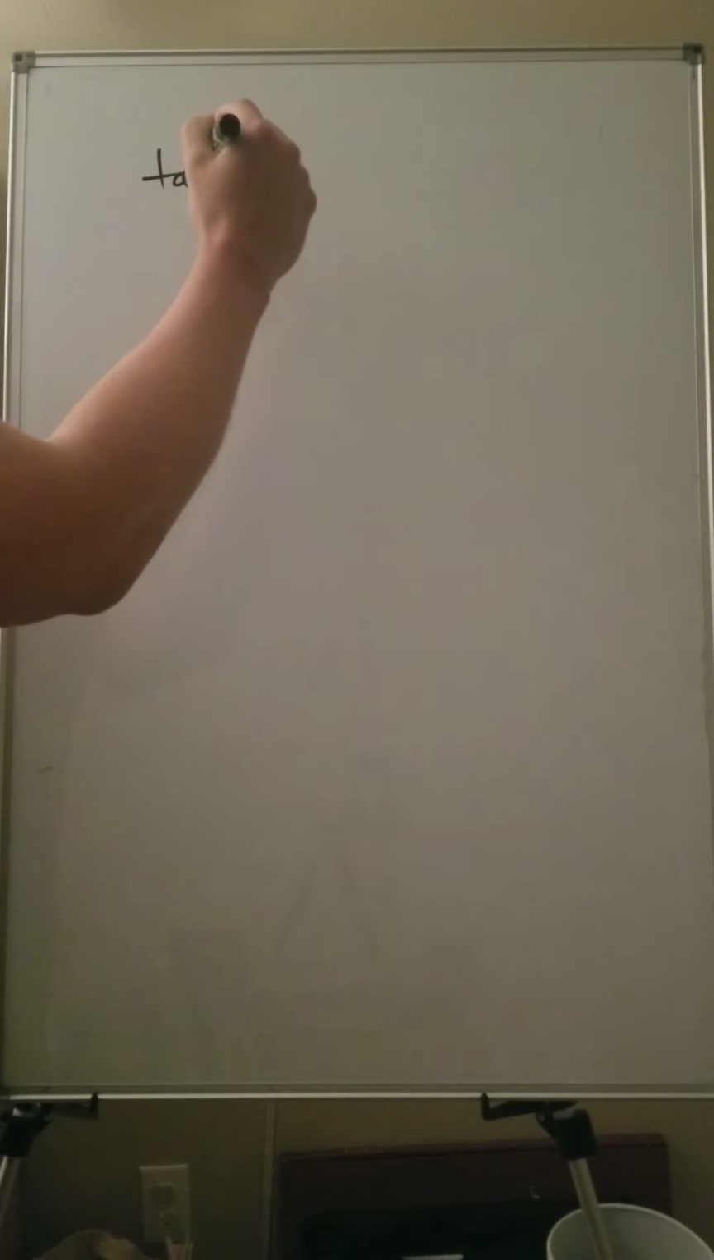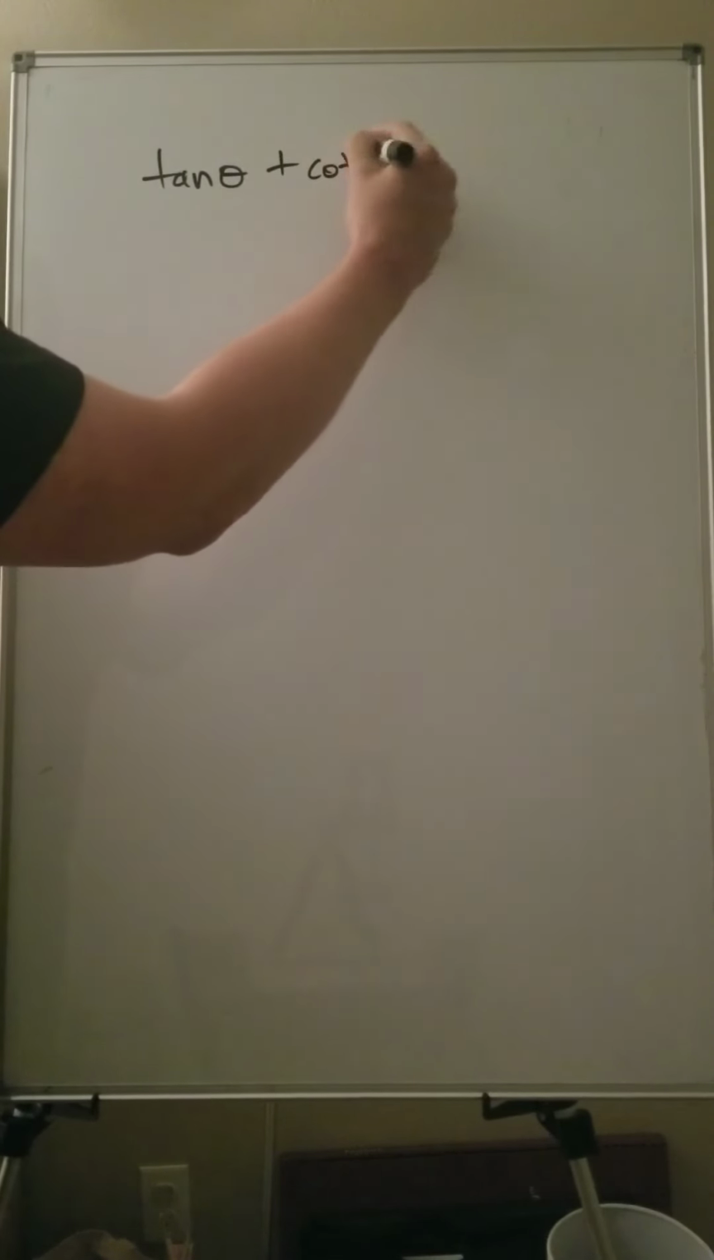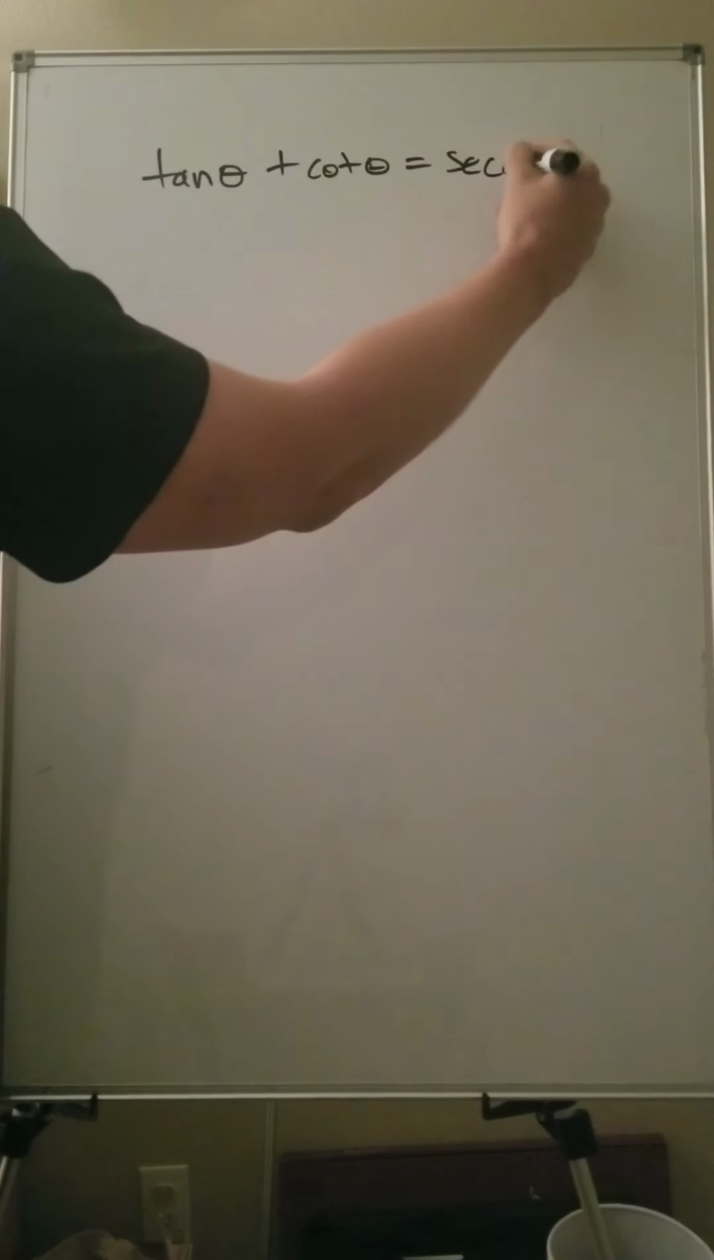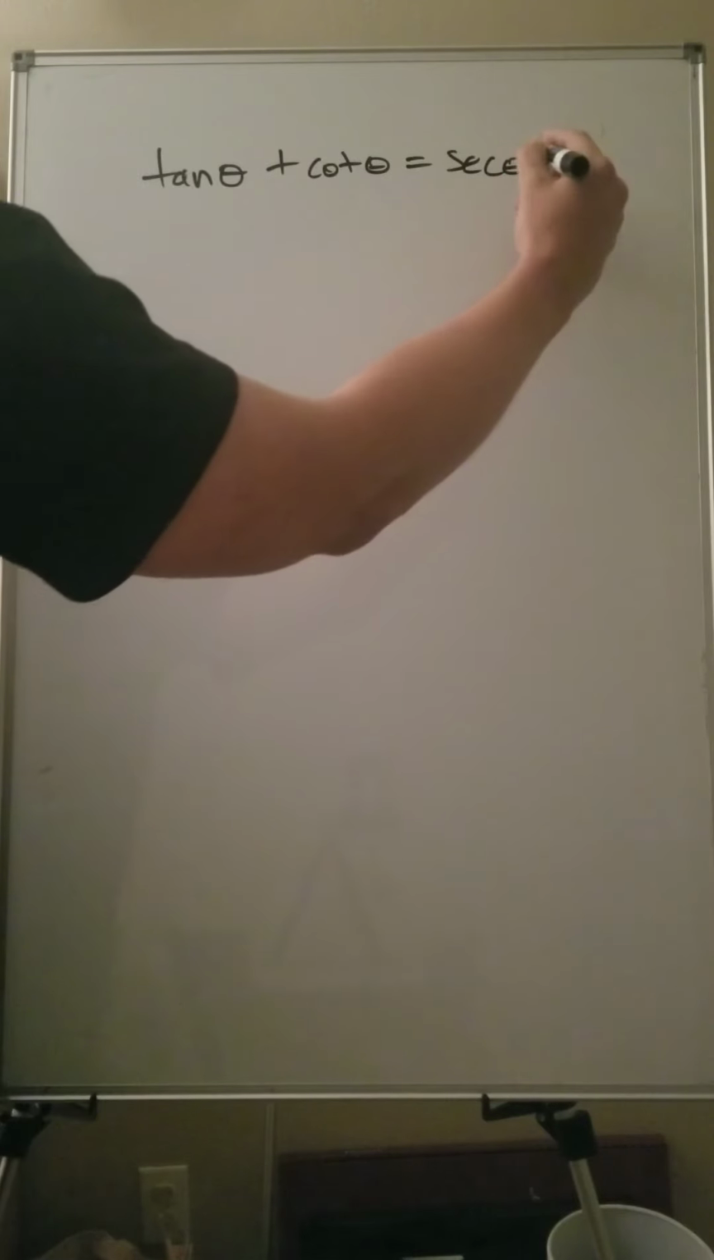So 35 is the tangent of theta plus the cotangent of theta equals secant of theta times cosecant of theta. Again, I want to choose which side I want to work with, either the right-hand side or the left-hand side. And this problem probably really doesn't matter. I think I'd like to work on the left-hand side.